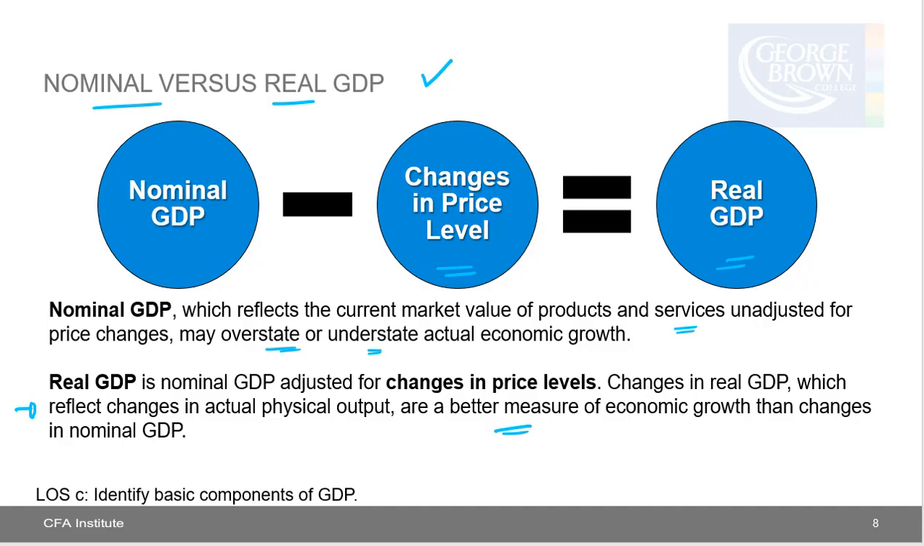In fact, the company's production has not increased, so looking at nominal reported sales would not accurately reflect the change in output. Similarly, nominal GDP, which reflects the current market value of products and services unadjusted for price changes, may over or understate actual economic growth. So changes in real GDP, which reflect changes in actual physical output, are a better measure of economic growth than changes in nominal GDP.